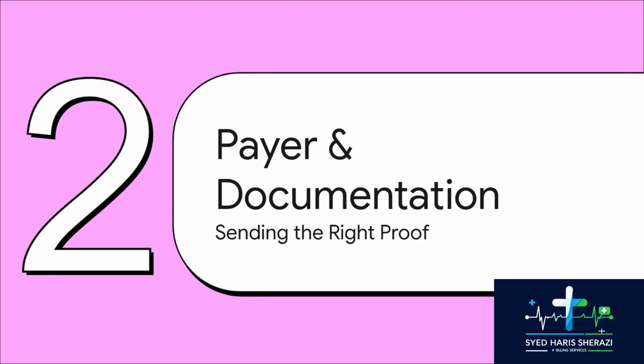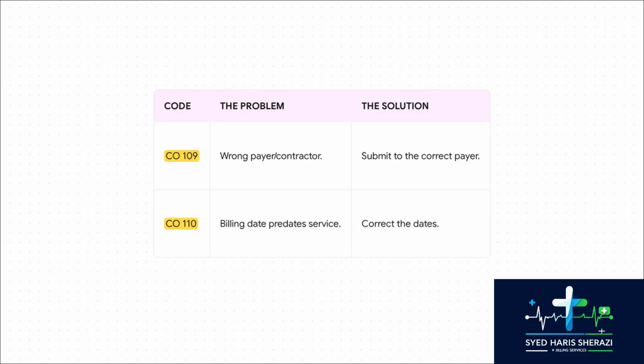Our next set of codes, it's all about the paper trail. This is where really simple administrative mistakes, like sending the claim to the wrong insurance company or just forgetting the proof, can stop you dead in your tracks. CO 109 and 110 are just perfect examples of how one tiny wrong click can completely derail a claim. You send it to the wrong payer, or maybe you just mix up the dates. Hey, it happens to the best of us. The good news, these are such simple fixes. Just correct the info, resubmit it, and you are right back on track.